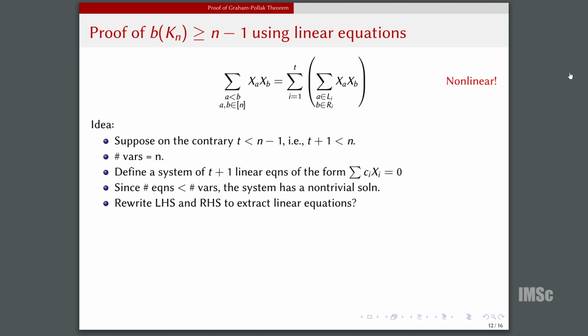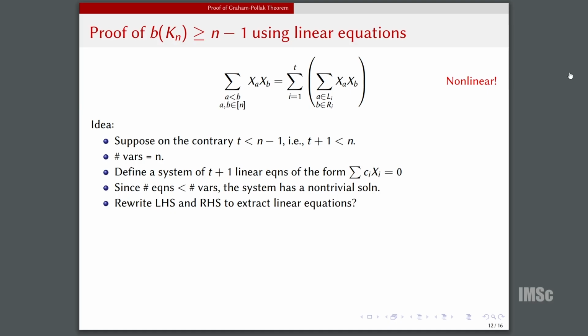So here is the idea of the proof. We want to prove t is at least n minus 1. So assume on the contrary t is strictly less than n minus 1. That's saying t plus 1 is less than n. The number of variables is n. The idea is we will define a system of t plus 1 linear equations, and because the number of equations is strictly less than the number of variables, this will have a non-trivial solution. So if you have a system of equations, you can think of it as a matrix vector equation, right. But if this holds, then your nullity is at least 1.